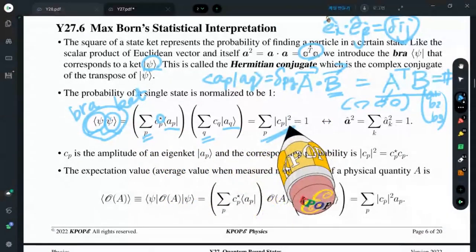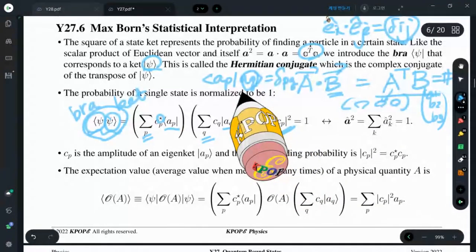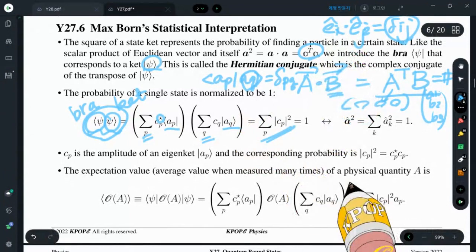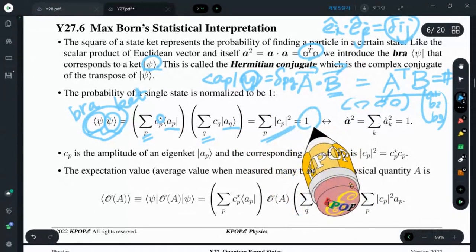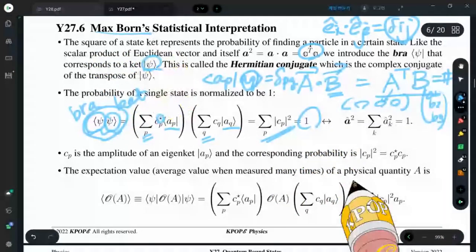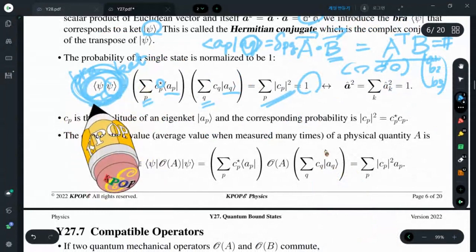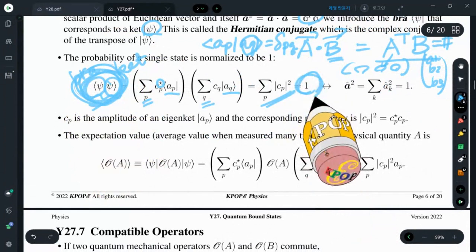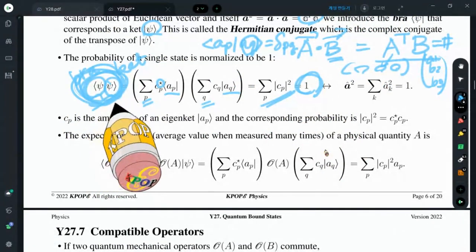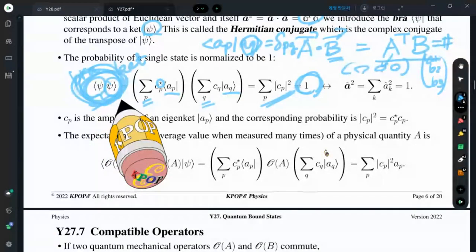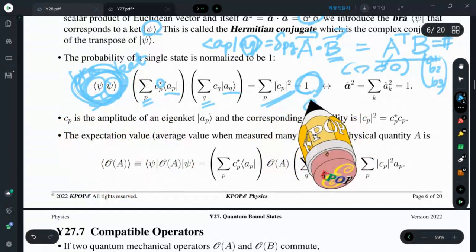And every term has the probability of finding the state with that eigenvalue. Therefore, the sum of the partial probabilities of any measurement becomes 1. It was given by Max Born. If it is a state ket, its scalar product with itself is always 1, because this is nothing but the probability of existence of a particle, or quantum state. So if it exists, then it is 1. If it doesn't exist, then it is 0.